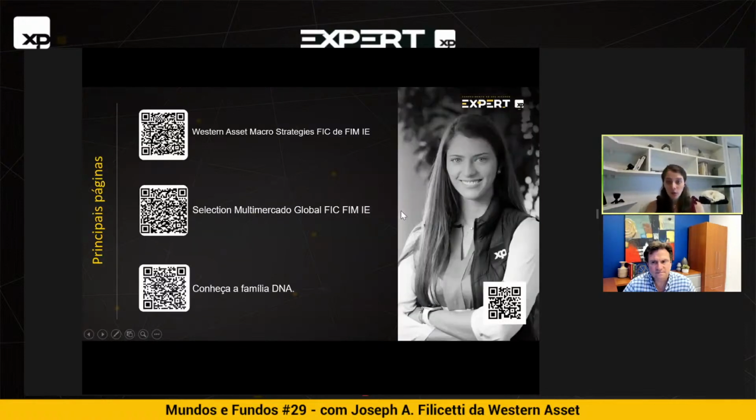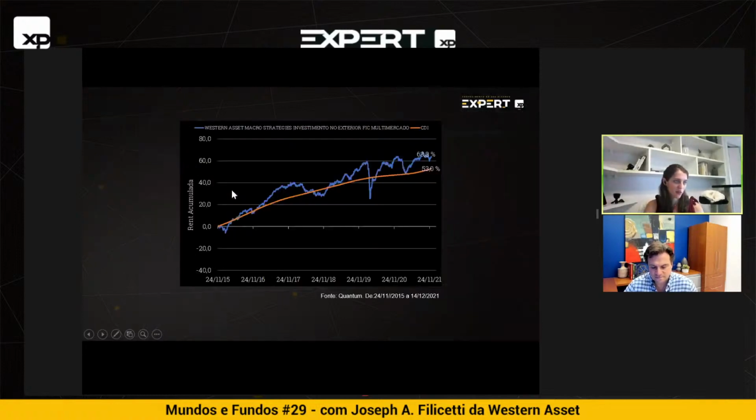And here, there are 3 ways you can invest in Western Asset Macro Strategies, the fund that we are talking about today. One way is directly in this fund. Secondly, you can invest through Selection Multimercado Global, a fund of funds that focuses on the best hedge funds in the world, in our opinion. And then there is the third way, through one of the DNA funds, which is a whole portfolio in just one fund. You can just scan the QR code and you have more information about all of them.